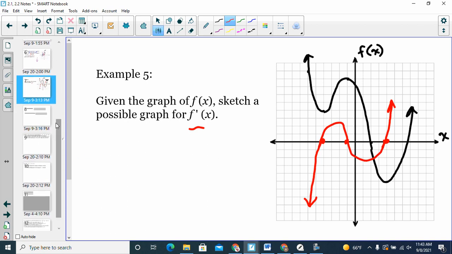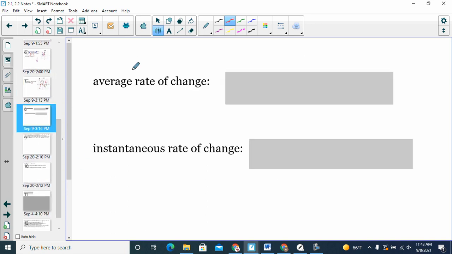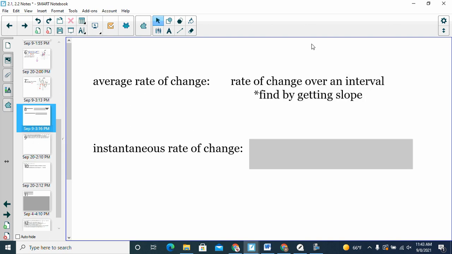A couple other things we need to talk about here. Next one is the difference between average rate of change and instantaneous rate of change. An average rate of change is the rate of change over an interval. It's the average slope. We can find that by taking the 2 endpoints and getting the slope.